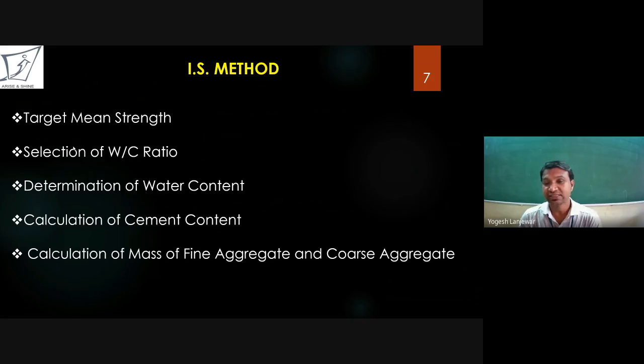The next part is the selection of the water cement ratio. The third part is the determination of the water content. The content of water plays a great role as far as workability is concerned. Next part is the calculation of the cement content. At the end, we have to calculate the mass of fine aggregate and coarse aggregate.